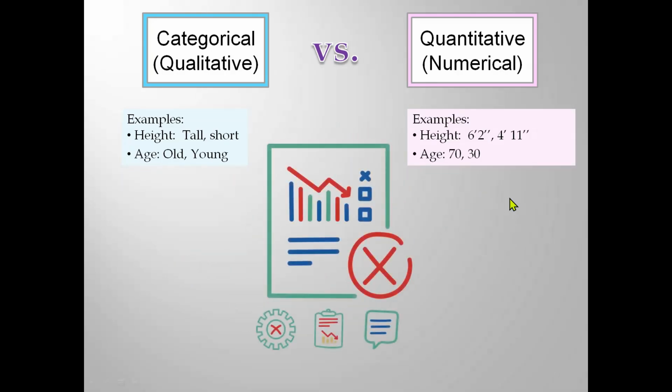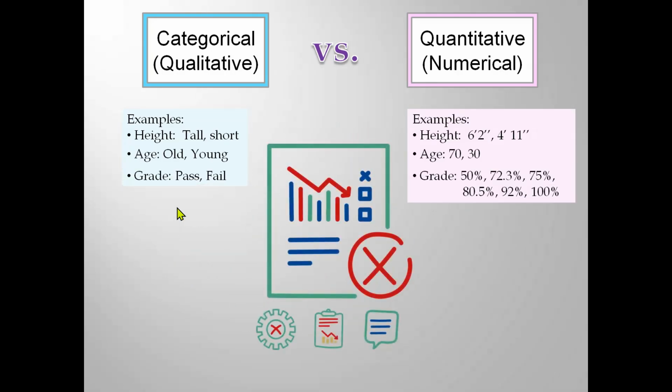Now let's look at grades. If we think about grades, we can receive grades as A, B, C, D, or F. These will all fall under the categorical variable. In addition, we can simply just say a pass or a fail for our grades. This will also fall under categorical variables.